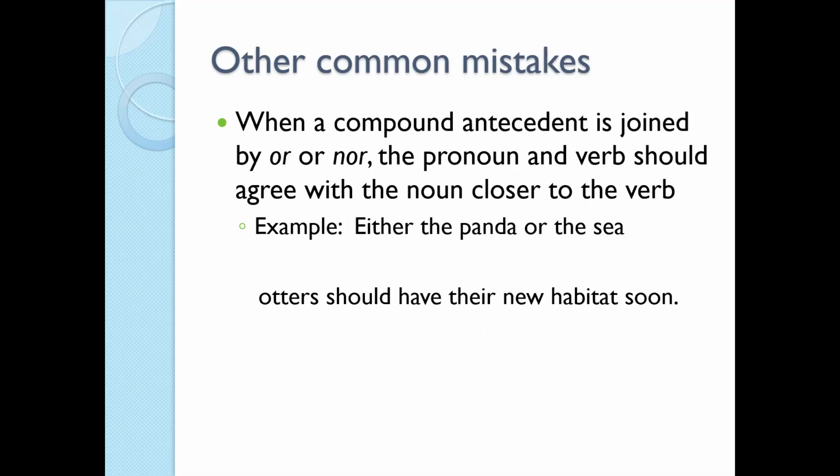The last rule, when a compound antecedent is joined by or or nor, the pronoun and verb should agree with the noun closer to the verb. So if you see either or, you look at the second one. So either the panda, which is singular, or the sea otters, which is plural, should have their new habitat soon, because sea otters is the second one listed and it's plural.